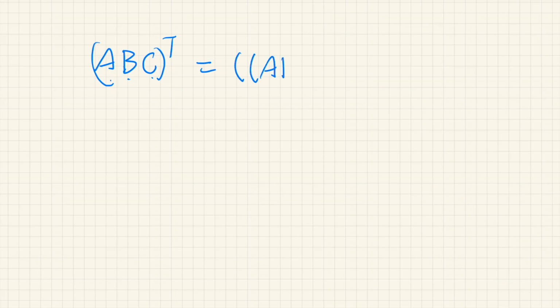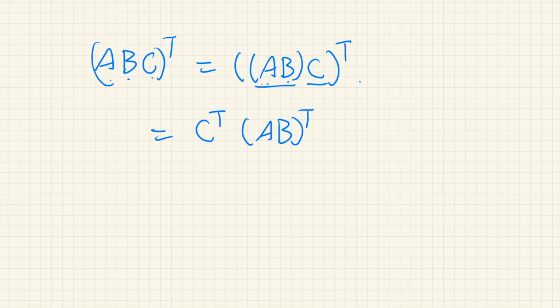Okay, finally, let's find what we have for (ABC) transpose. A, B, C are matrices. To find this, we first use associativity of matrix product. So this is equal to, for example, (AB) C. So first we multiply A and B, then multiply C and transpose. So this is one matrix and this is another matrix. So this is a product between two matrices. So that is, by the theorem we have just proved, equal to C transpose times (AB) transpose.